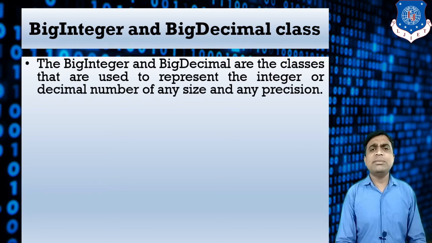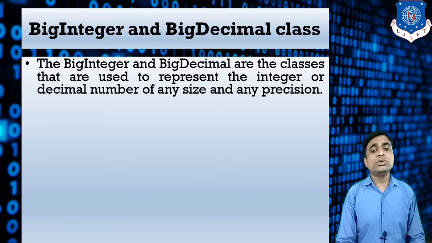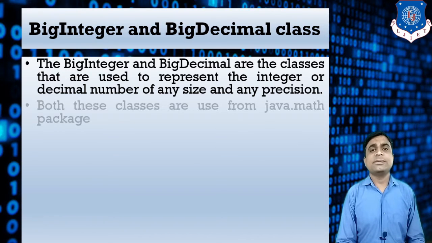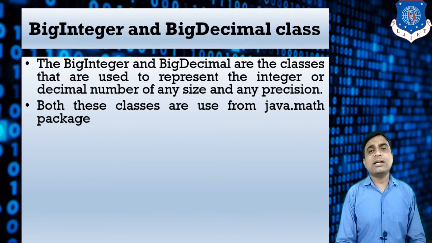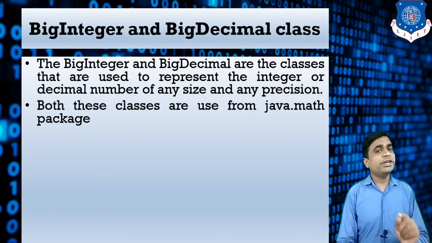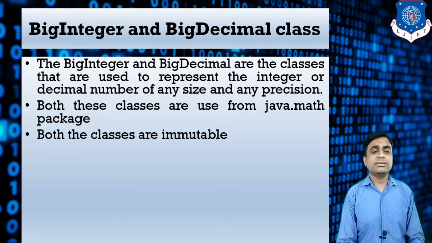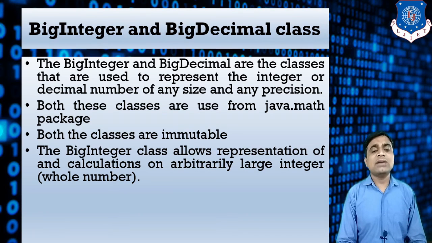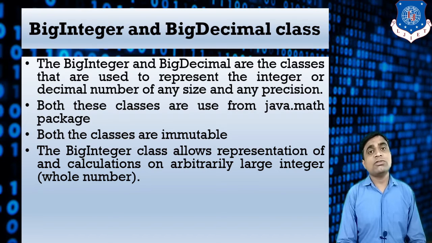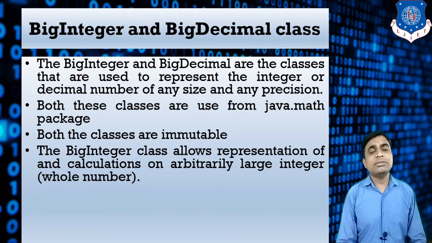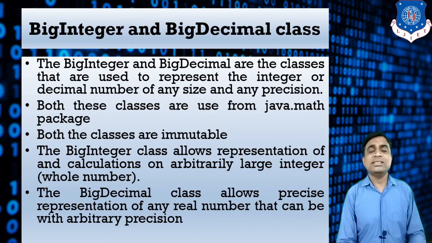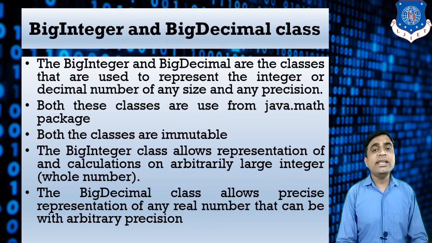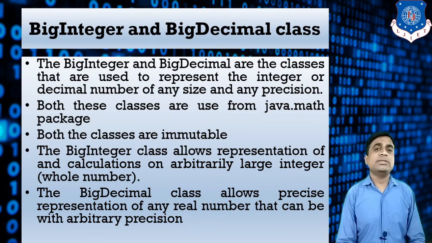So BigInteger and BigDecimal classes are used to represent an integer or decimal number of any size and any precision. Both these classes are available in the java.math package, so we need to import that particular package. Both these classes are immutable, and the BigInteger class allows the representation and calculation of arbitrarily large numbers, that means a whole number of any length. And same with the BigDecimal class, it allows the precise representation of any real number with arbitrary precision.